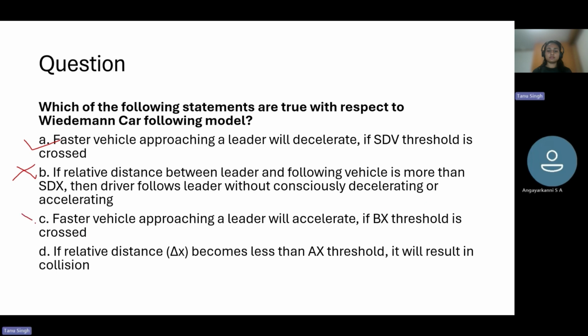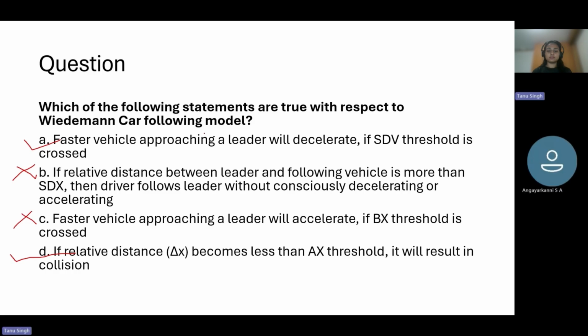And a faster vehicle approaching a leader will accelerate if the BX threshold is crossed. That is also not correct. If the braking threshold is crossed, the faster approaching vehicle will decelerate, not accelerate. Then, if the relative distance, delta x, becomes less than the AX threshold, it will result in collision. That is also correct. If the relative distance is less than the critical distance, a collision may happen. So the correct answers are A and D. Those are the correct statements with respect to the Wiedemann car following model.